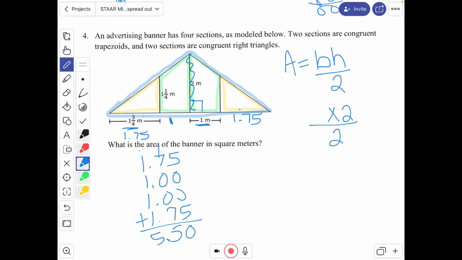So the base of the triangle is 5.50 or just 5.5. And I can simplify the 2's, which would leave me with just 5.5. So the area of this triangle is 5.5 square meters.